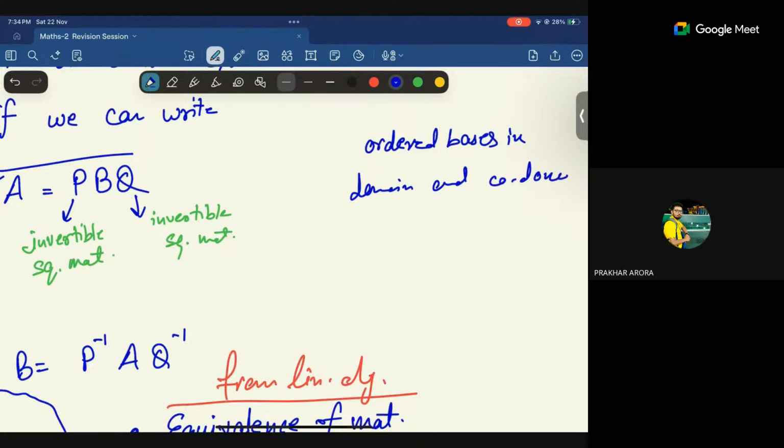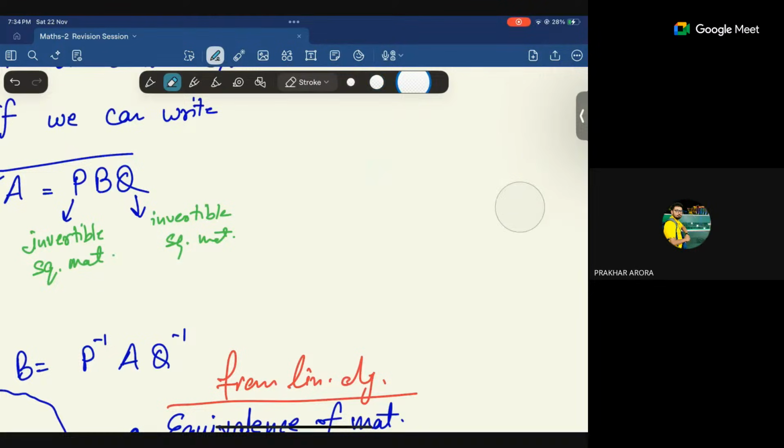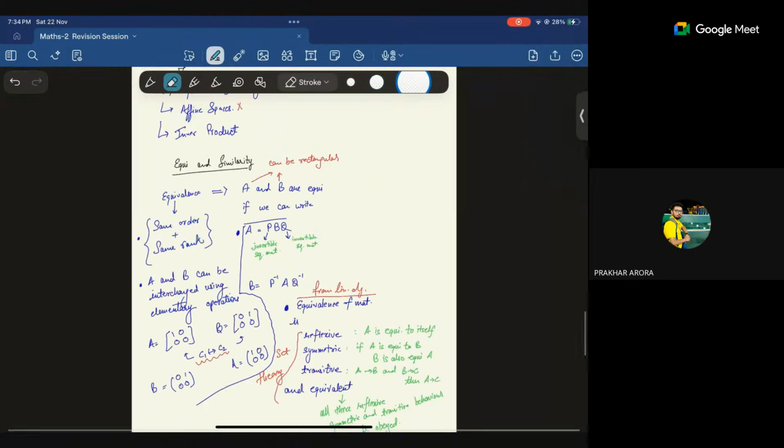This I am not doing. I'm just telling you that this is also a part that is left. Moving forward, this is everything from equivalence of matrices.